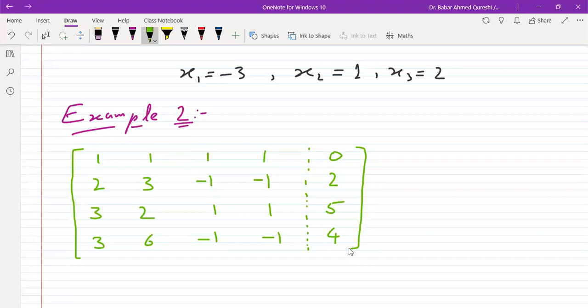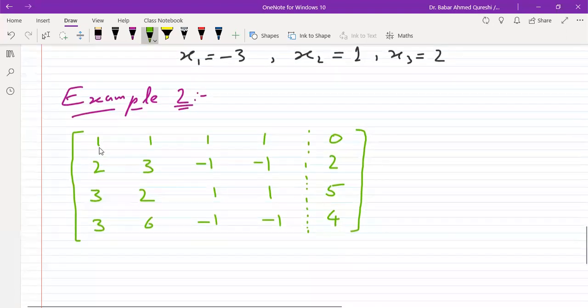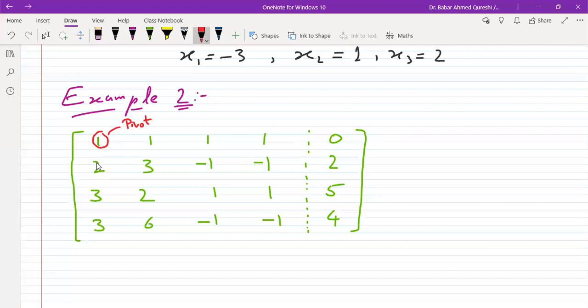So what I'm going to do, again, pick this. If this starts getting boring for you, that only means that you have understood the method. Good for you. So take this as pivot and make everything below it 0.